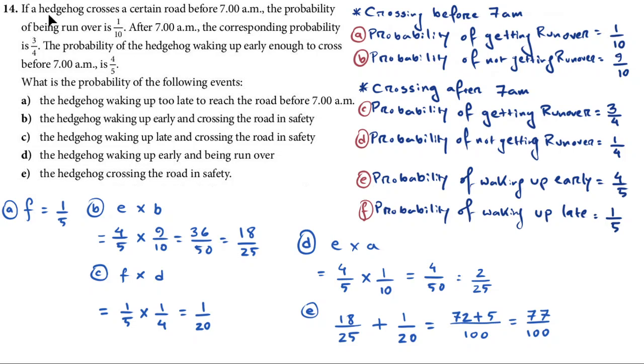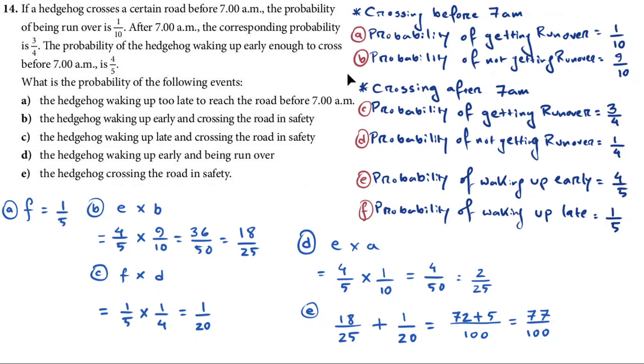So let's see. It says that if the hedgehog crosses a certain road before 7 a.m., the probability of being run over is 1 by 10. So over here I have quoted those. Probability of getting run over crossing before 7 a.m. is already given in the question, which is 1 by 10. So I wrote 1 by 10. So probability of not getting run over before 7 a.m. will be 9 by 10, since a complete probability means a total of 1, so if you add these two, it will be 1.